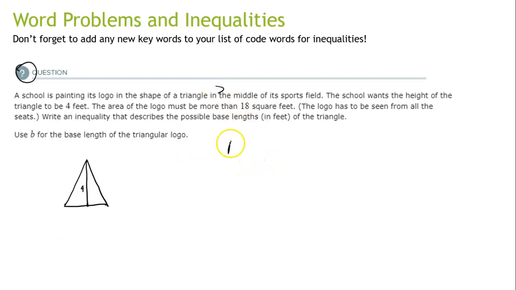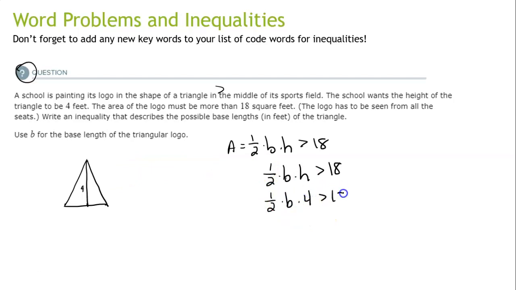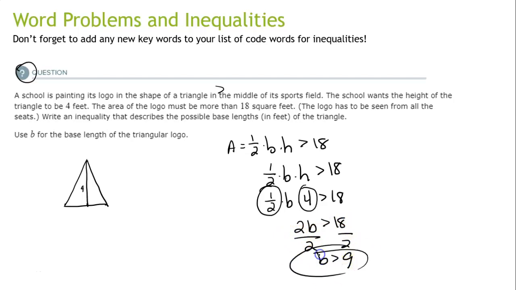Well, remember, the area of a triangle is 1/2 times the base times the height, and we want that to be more than 18. So 1/2 times the base times the height should be more than 18. Well, I know the height, it's 4, so 1/2 times the base times 4 should be more than 18. I can combine these two pretty easily. Half of 4 is 2, so that's 2b is greater than 18. Divide both sides by 2, so I know the base of the triangle has to be greater than 9 feet.